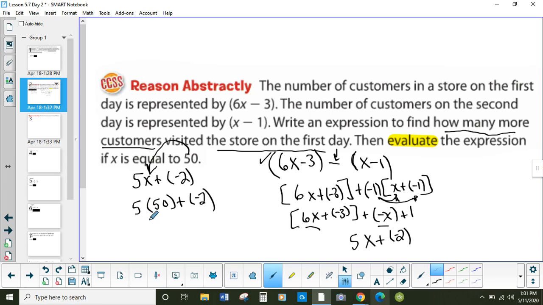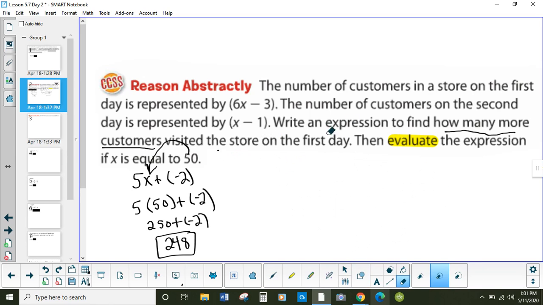So 5 times 50 is like 25 with the 0, right? 250. And a negative 2 means we have a difference of 248. So there's 248 more people on the first day. Now, like we did in our last problem, let's go ahead and check to see if this works.